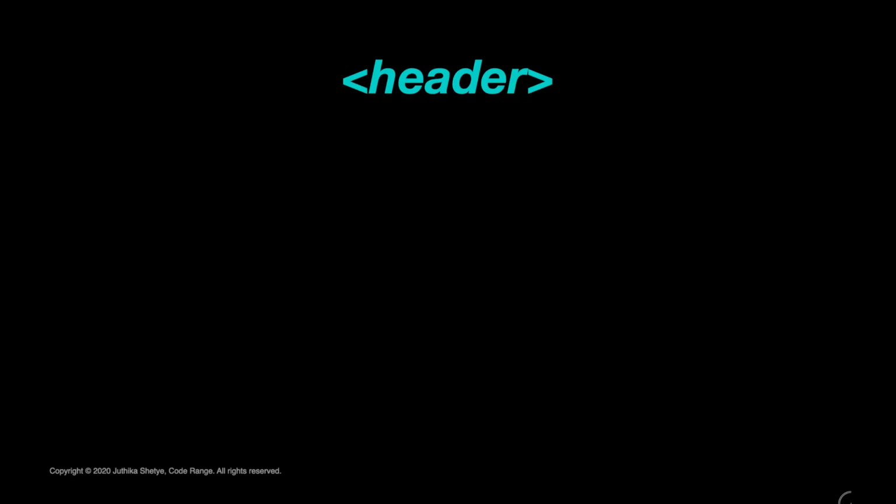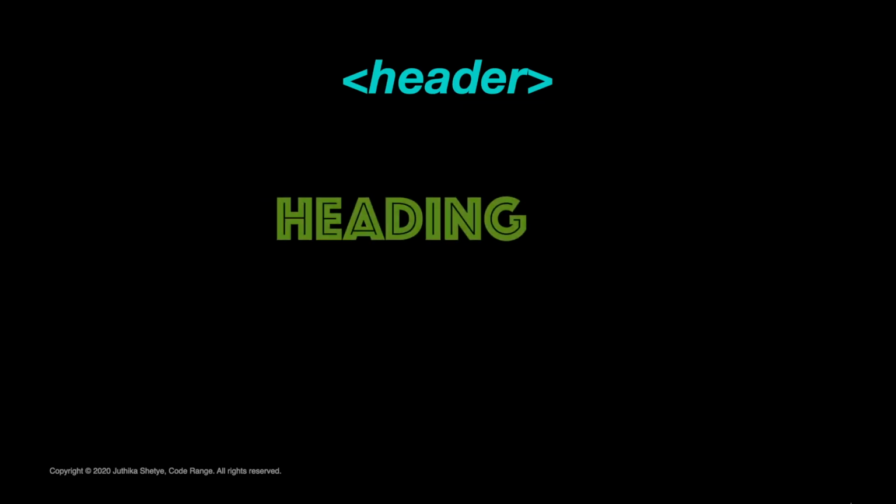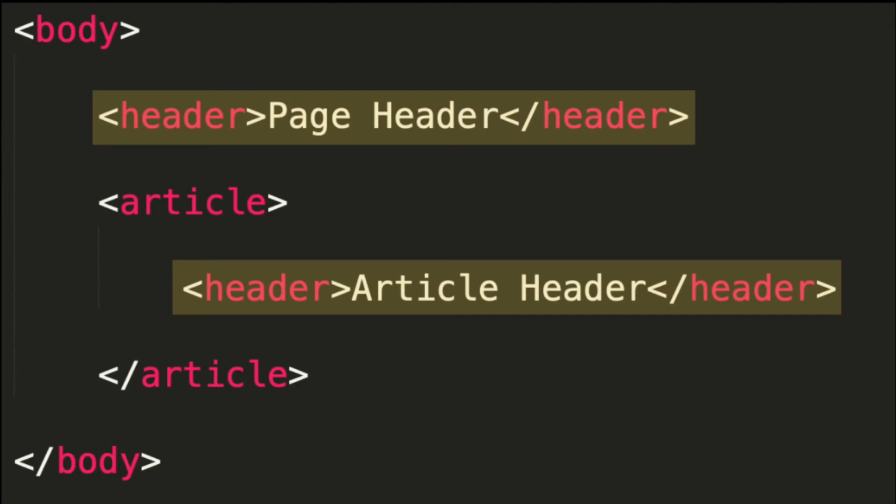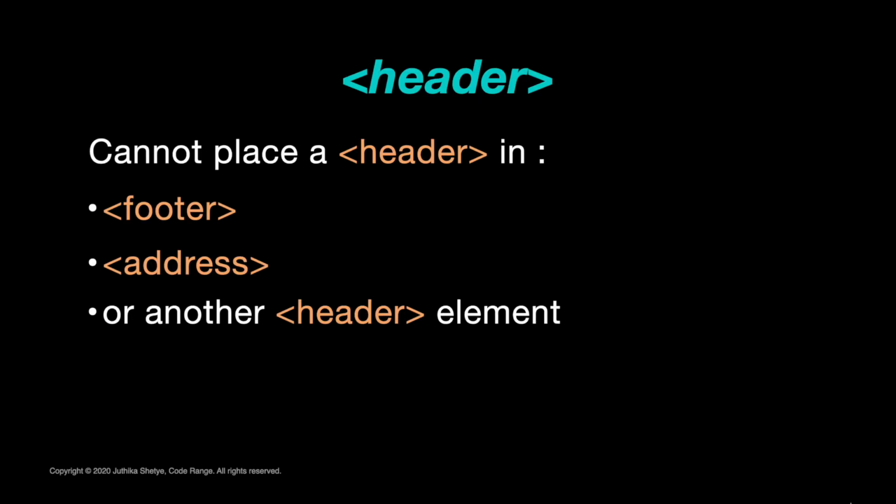Now let's have a look at the header tag. It usually contains introductory content, the main heading of your page or heading of an article on a page, a logo, search form, navigational links, an author name, and other elements. Anything that lets the user know right off the bat what this page or section is about. You can have several header elements in one HTML document. However, header cannot be placed within a footer, address, or another header element.